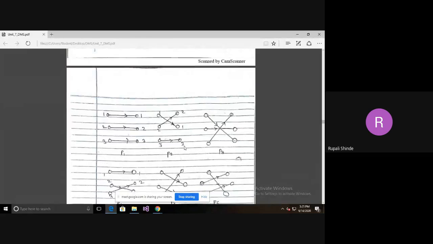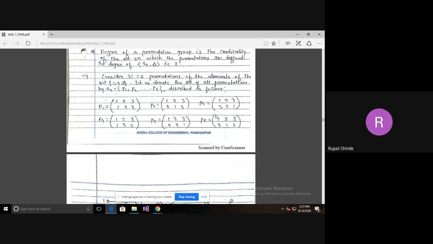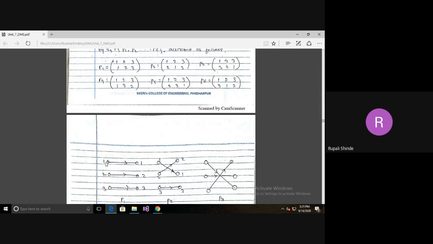So here 6 permutations are given: P1, P2, P3, P4, P5 and P6. And we have seen how to represent all these permutations diagrammatically. If you consider permutation P1, here we have mapped element 1 into 1. So 1 is mapped into 1. That's why the direction of the arrow is from element 1 to 1.